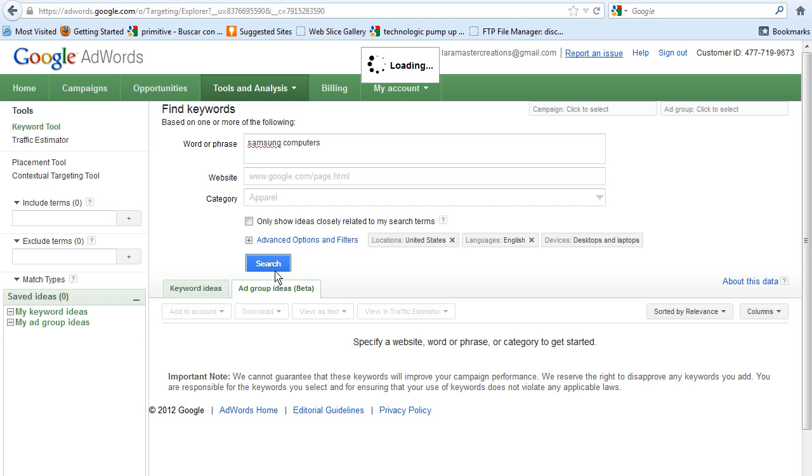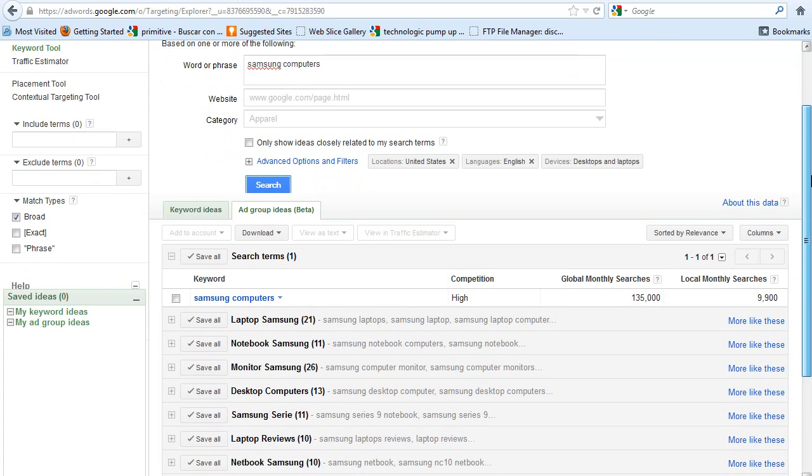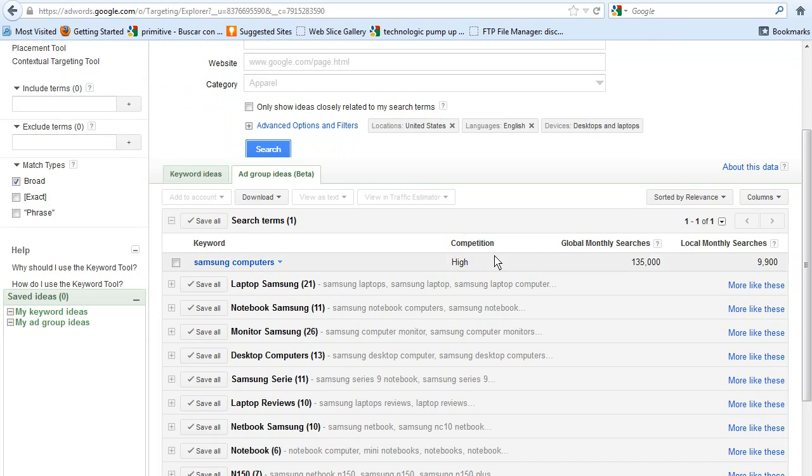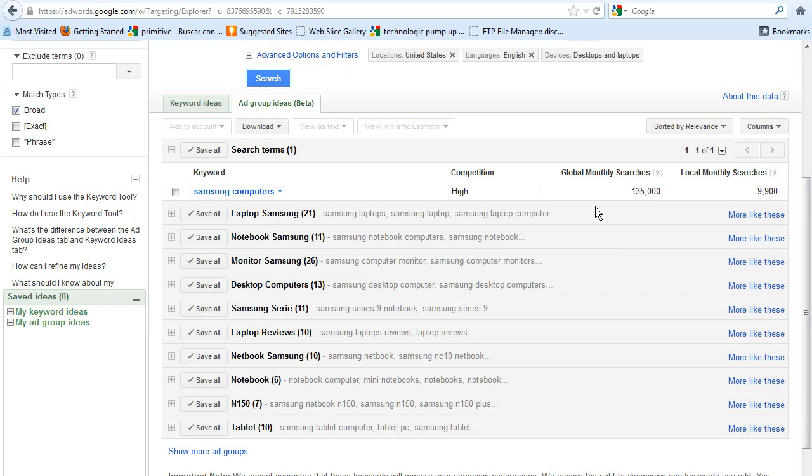So I just hit search. I didn't change any location or anything, but if you want to get technical on location, you can change those things. And Samsung computers is a high competition word. That means a lot of people are paying for it, a lot of people are buying it, probably Samsung so they can make some money. Global monthly searches, 135,000. Local monthly searches is almost 10,000. So basically this gives you some information about the keyword, how hard it's going to be to get. And then global and local monthly searches is how much traffic you can expect. In a month, 10,000, you just break it down per day, if 10,000 per month is a good number for you.